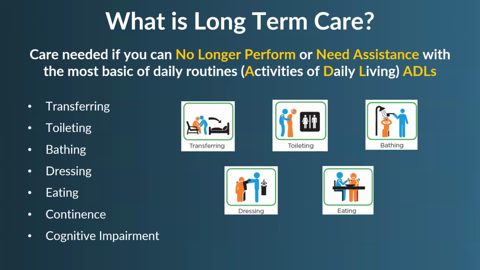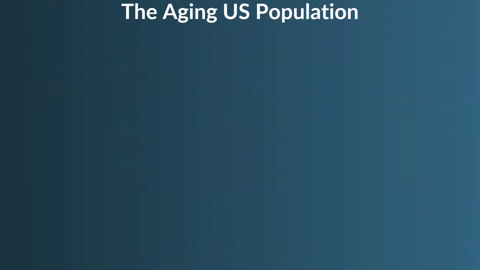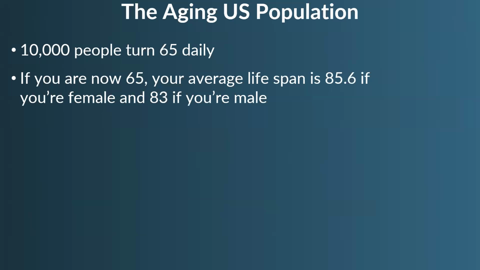And we all hear stories, whether it's our own family or friends or other people, that have had to deal with these issues. Now, as you think about this, why is it such a big issue coming up now? A lot of this is because we have an aging US population. Think about this: 10,000 people are turning 65 daily. 10,000 throughout the US are turning 65.